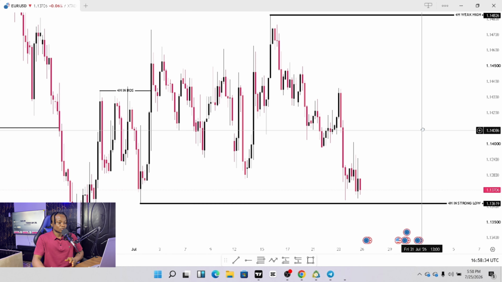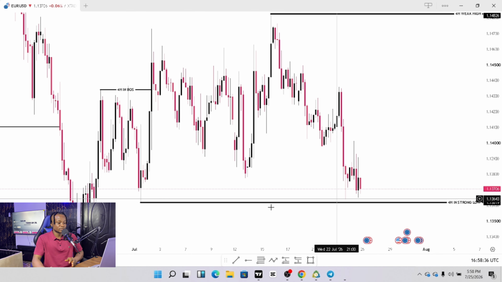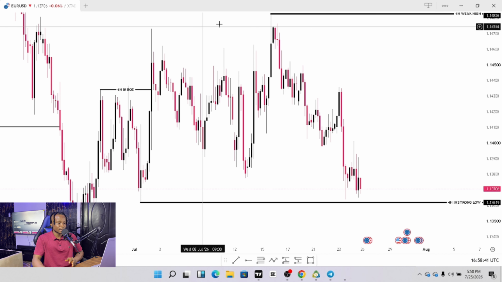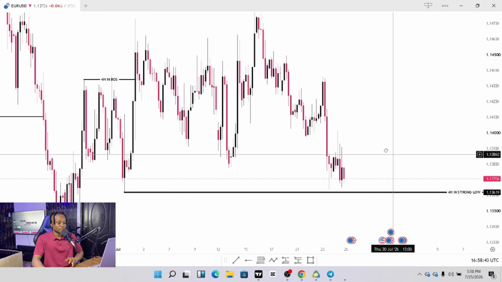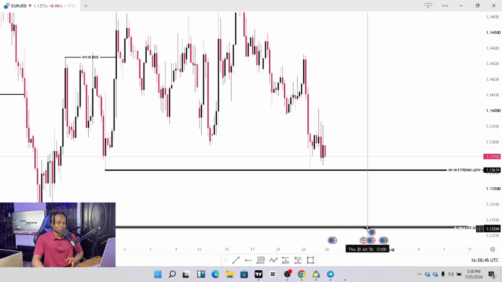But currently, you can see that Euro USD is heading to take out this low. And once it takes out this low, because it failed to take out this high, that means Euro USD might head on to continue selling. In that case, we will not be doing anything on Euro USD. We are staying neutral and waiting for more structure to form.